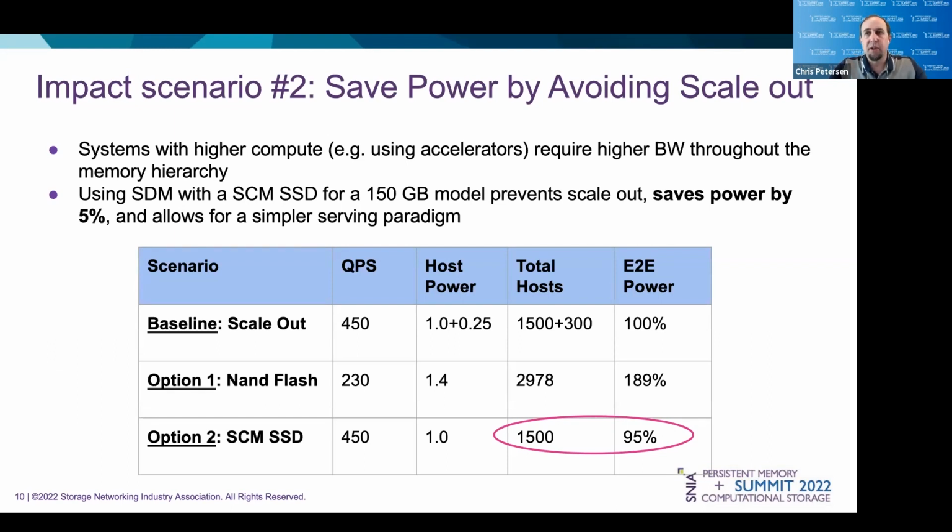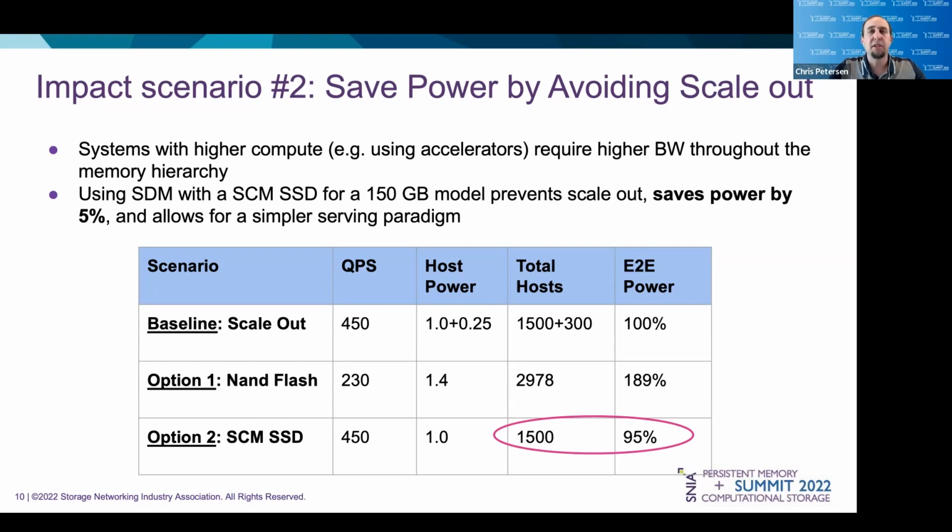We considered two potential alternatives to this. The first option was that we used NAND flash SSDs, but we didn't implement the scale out. In other words, the entire model was served from a single machine, but we had to really underutilize the NAND flash to be able to hit the latency requirements, which had a significant impact on the QPS that we could serve from this machine. Now, unfortunately, this actually made the total power consumption worse, so ultimately not a desirable option.